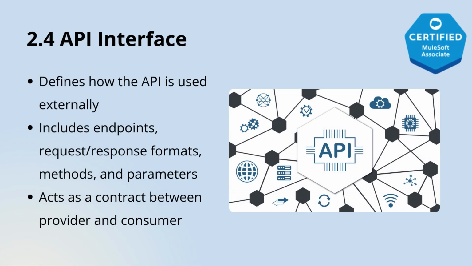Now, let's talk about the API interface. This is what developers see and interact with. It defines how an API behaves from the outside. It includes the available endpoints, request and response formats, supported methods, and any parameters. You can think of it as the API's public contract. It tells you how to use the API without exposing how it works internally.